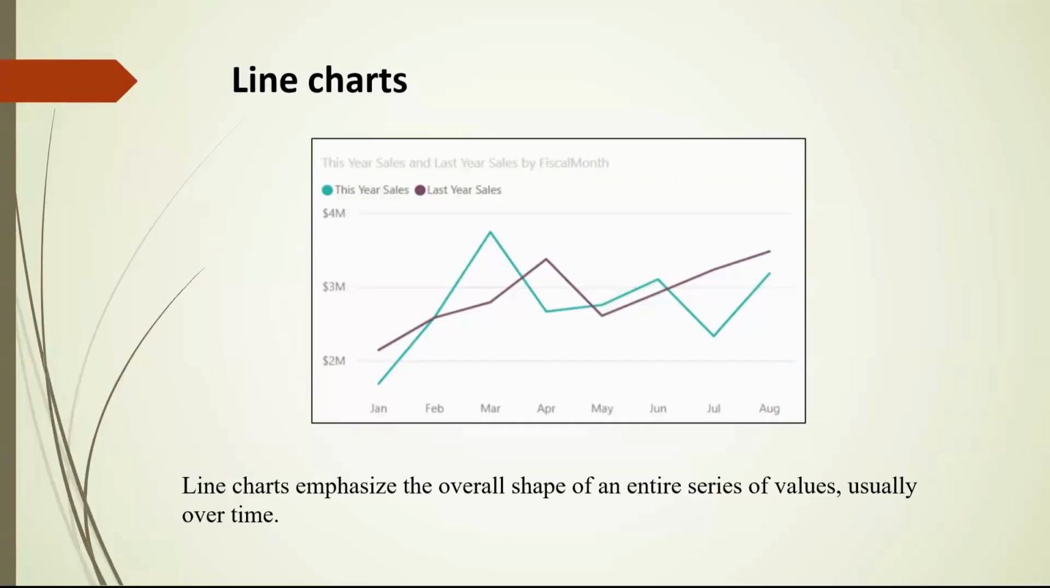The second is line chart. As we all know, line charts are used to show trends over time, like monthly sales or yearly. They connect data points with a line, so it is easy to spot patterns, growth, or drops. They are perfect when you are tracking changes across months, days, or years.